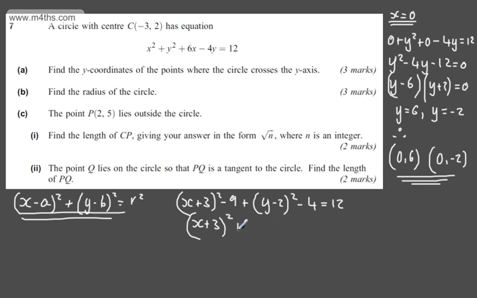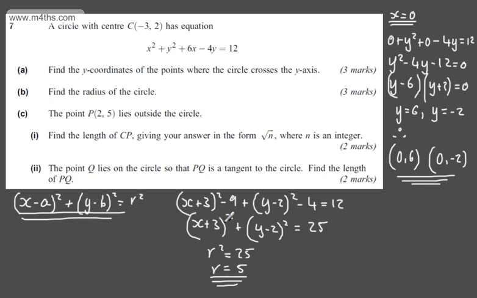We've got (x plus 3) all squared, (y minus 2) all squared, adding the 4 and adding the 9 to both sides, that's going to give me 25. So we can say that r squared is equal to 25, and the radius will be the positive root of 25, which gives us 5.